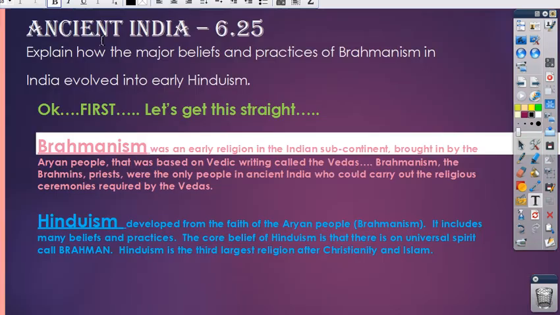Alright, moving back to our slide now. Let's see if there's anything else that we need. They were the only people in ancient India who could carry out religious ceremonies required by the Veda.